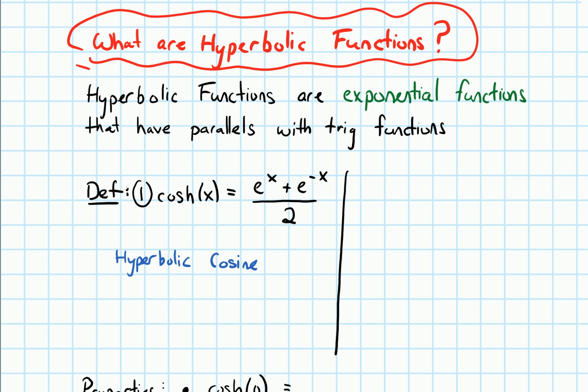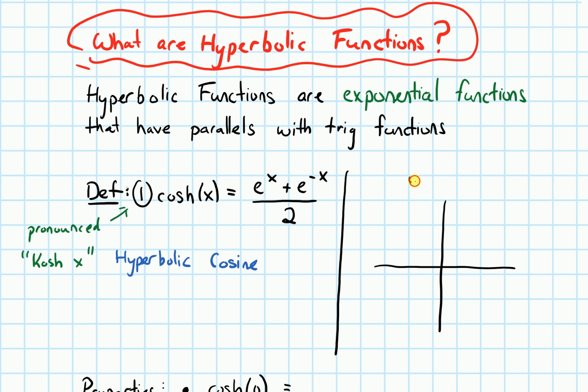So sometimes we like to have a shorthand way of pronouncing this. So this is sometimes pronounced cosh x. So instead of saying hyperbolic cosine every single time, sometimes we'll just say cosh x. Alright, so what does this graph look like? So if we were to graph this, I'll draw my xy plane, and then let's write y equals cosh x, so our hyperbolic cosine function.